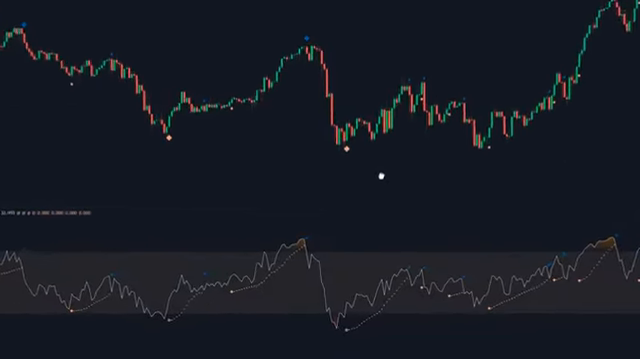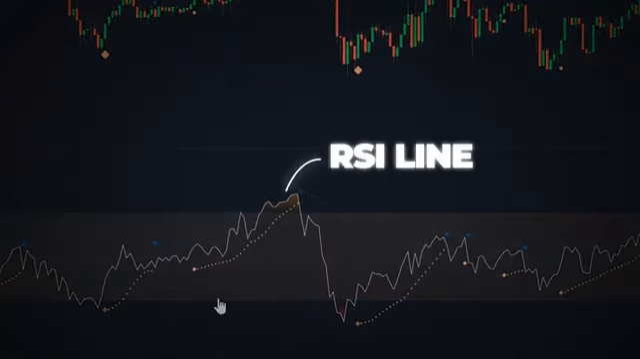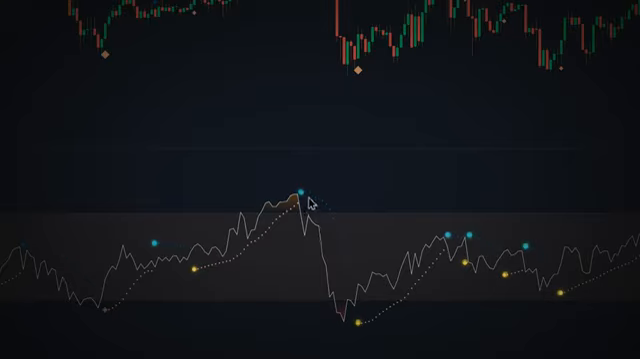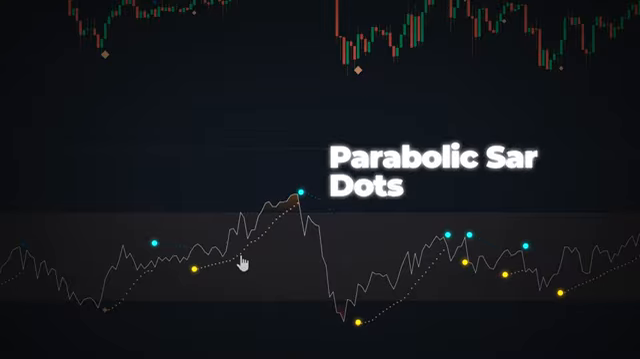Alright, let's look at what you actually see on the screen. Down below your main price chart, you'll have the familiar RSI line, oscillating. But the cool part is, you'll see these little dots, usually orange and blue or similar colors, plotted right along that RSI line. Those are the parabolic SAR dots, tracking the RSI's trend.